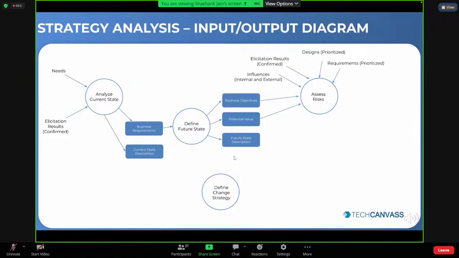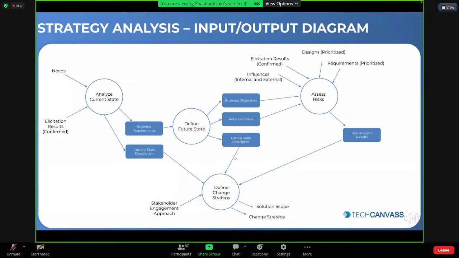For assess risks, there are six inputs that are required. However, two come from the previous two tasks, that is business objectives and potential value. The output for the third task, assess risks, is the risk analysis results. While defining the change strategy, there are four inputs required, three from the previous tasks as well as the stakeholder engagement approach, and the output for it is solution scope and change strategy.